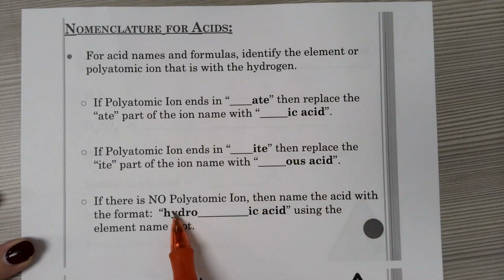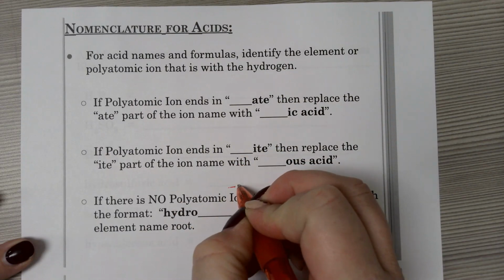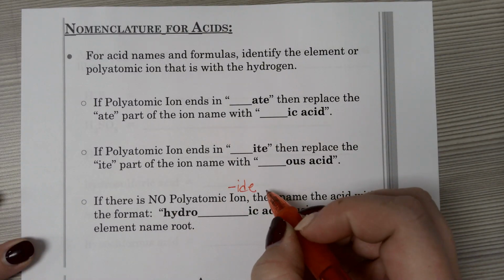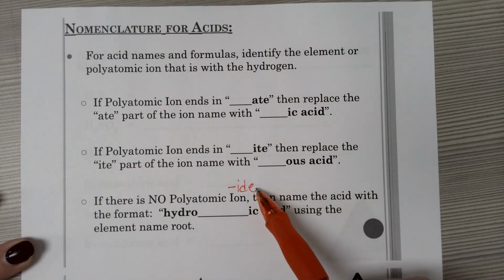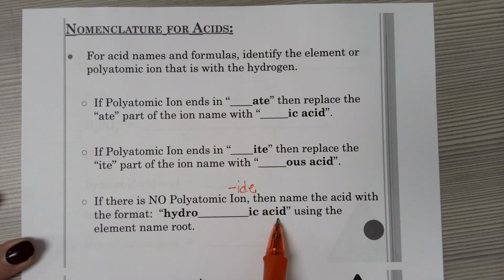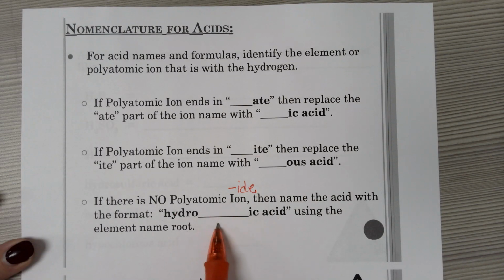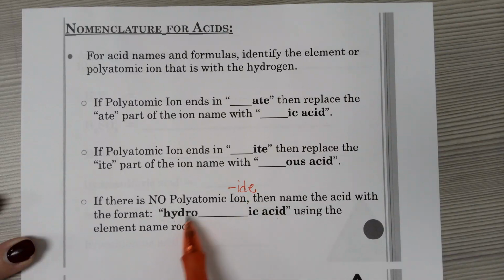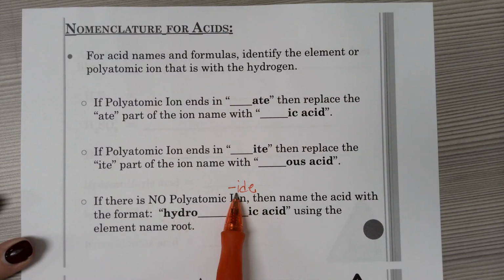If it is not a polyatomic ion, it's going to end in IDE. Those are the non-metals off the periodic table. So you're going to drop that IDE. You're going to put hydro out in front, the name of the element, IC acid. Okay, again, you're going to use the element name root in the middle there. So the only one that you add anything out in front of the name for the acid is those non-polyatomic ion ones, the ones where you only have a non-metal.